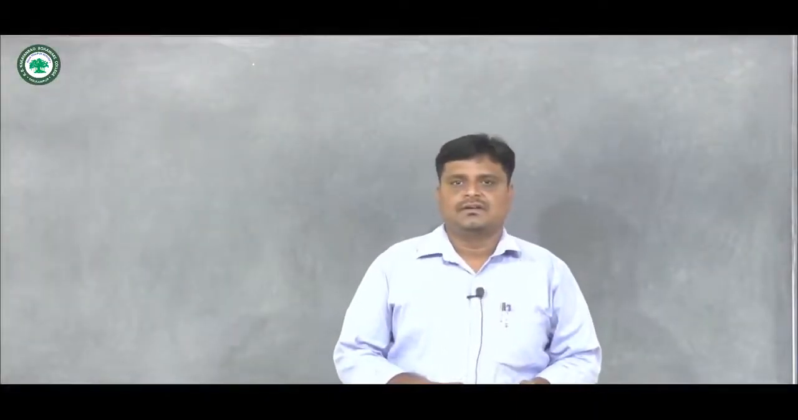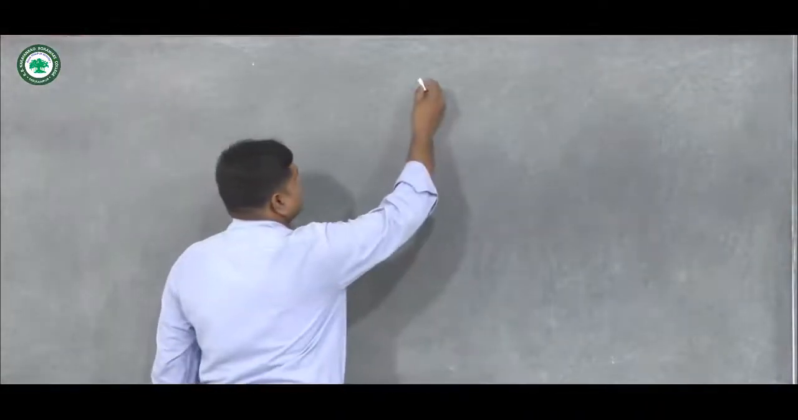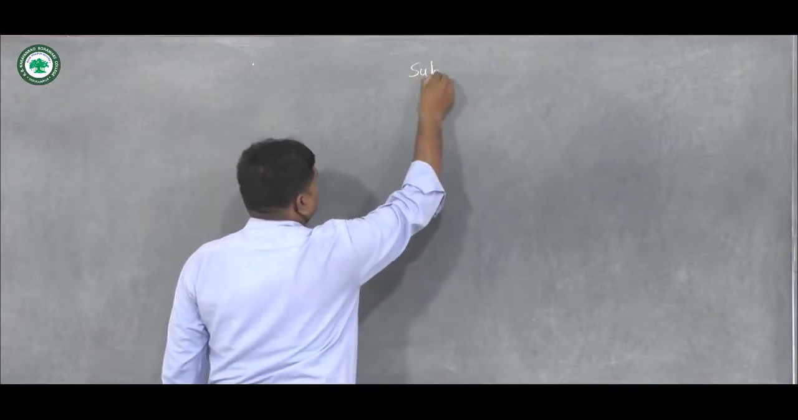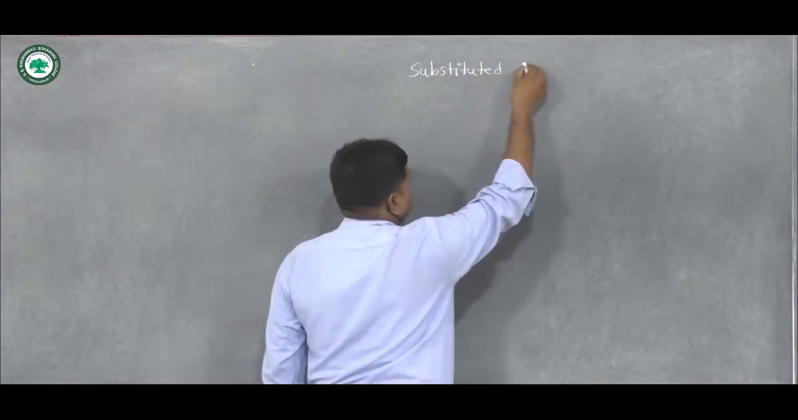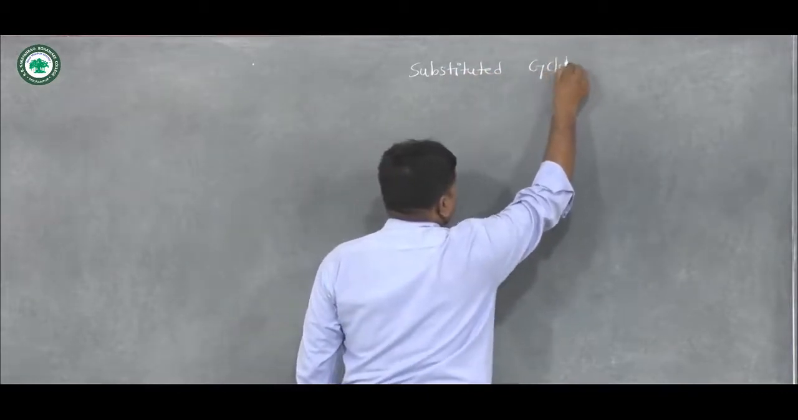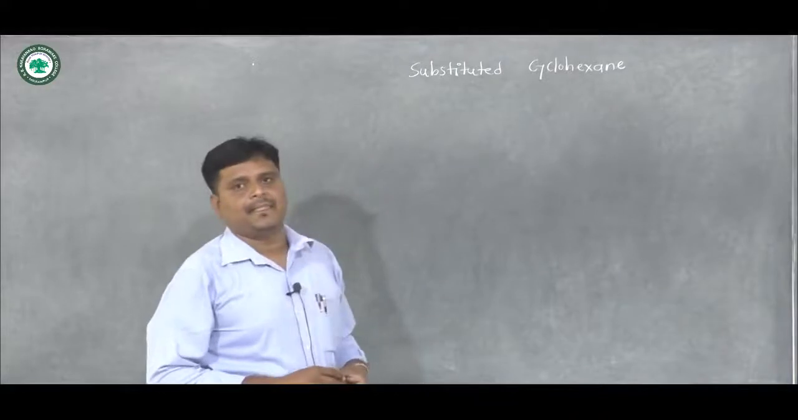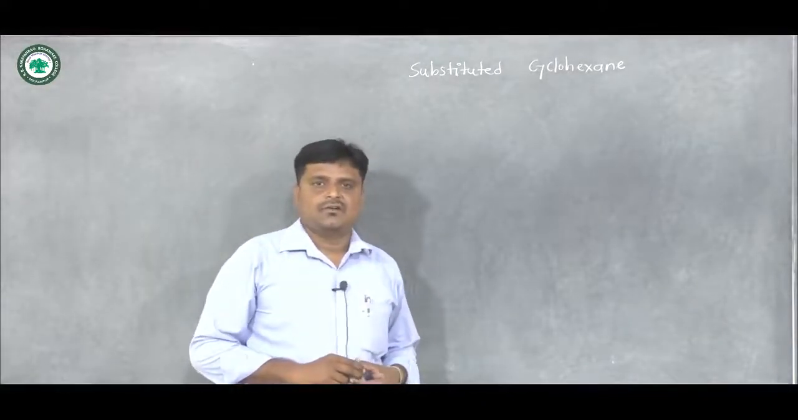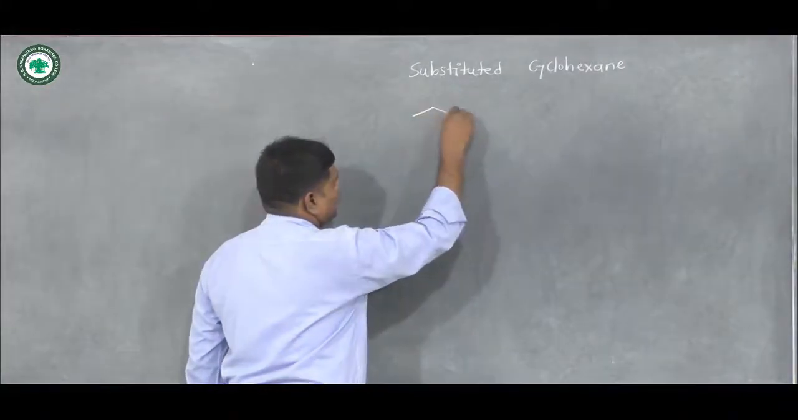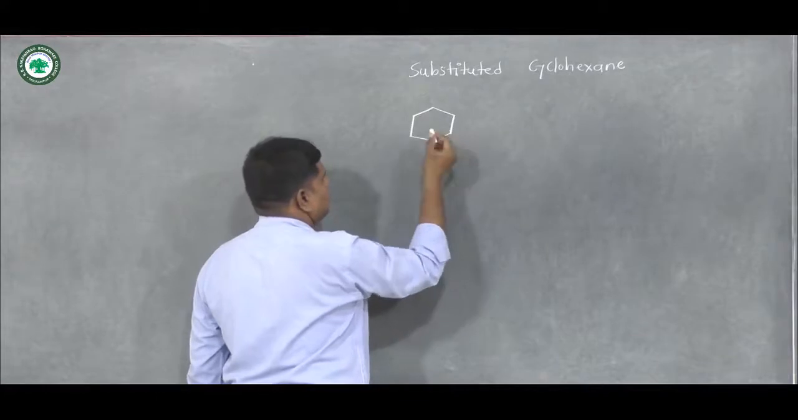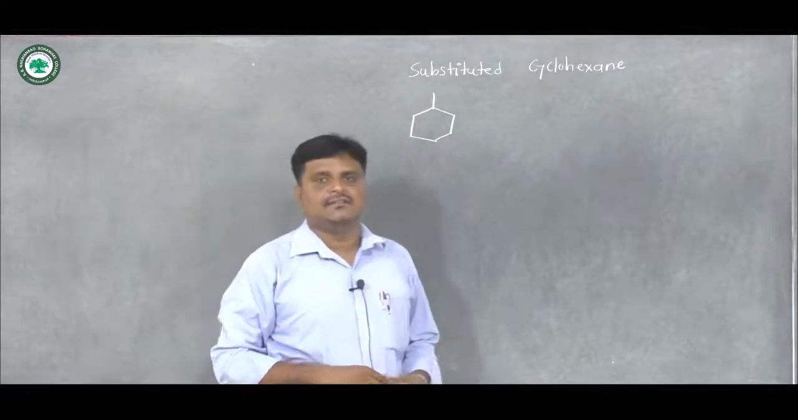Hello students, today we are going to discuss substituted cyclohexane. In case of substituted cyclohexane, the first type is monosubstituted. Suppose we take methyl as a substituent.